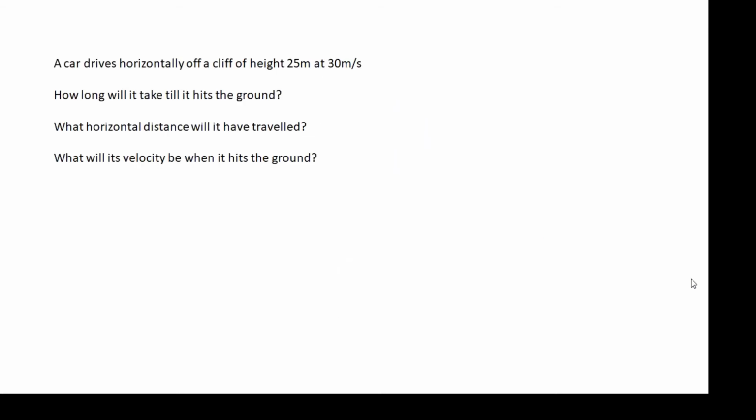Okay, a car drives horizontally off a cliff of height 25 meters at 30 meters per second. How long will it take till it hits the ground? What horizontal distance will it travel? What will its velocity be when it hits the ground? If you want to have a go by yourself, answer in a couple of seconds.